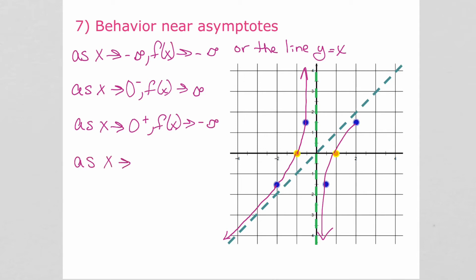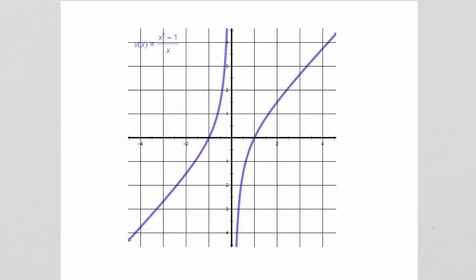And as x approaches infinity, we're going up. So again, it's either infinity or, depending on what the program asks, it is approaching the line y equals x again. And there it is.